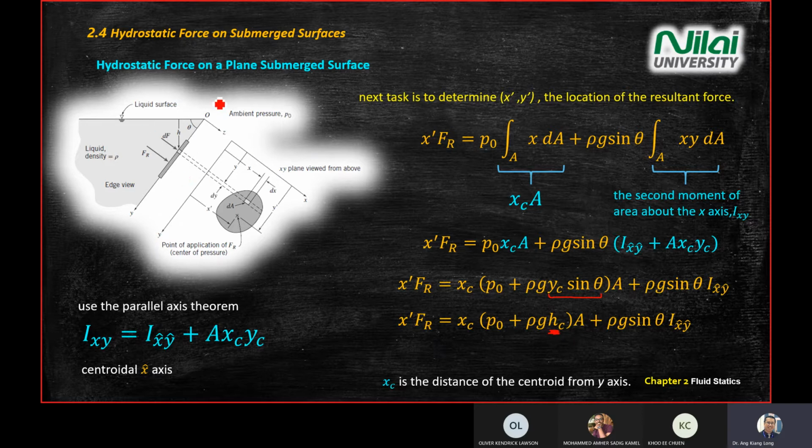Okay, so if you want to draw on the free body diagram where the centroid is, let's say this is your centroid C. So hc is here. This is your hc. Okay, let's say this is your centroid. If you expand to the XY plane, so this is your centroid.